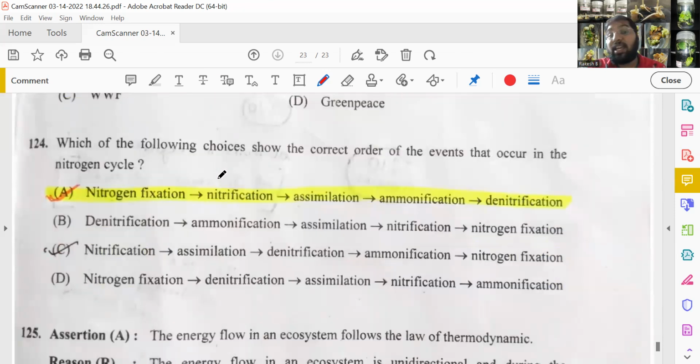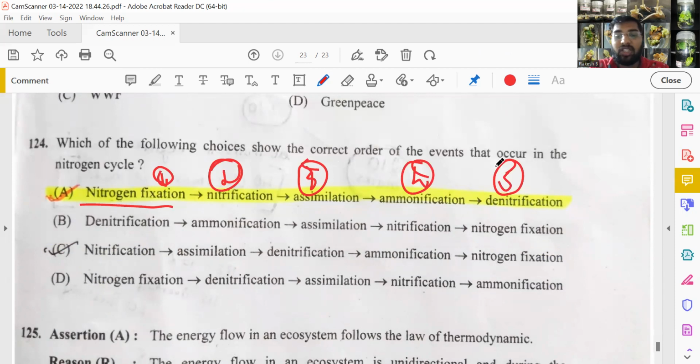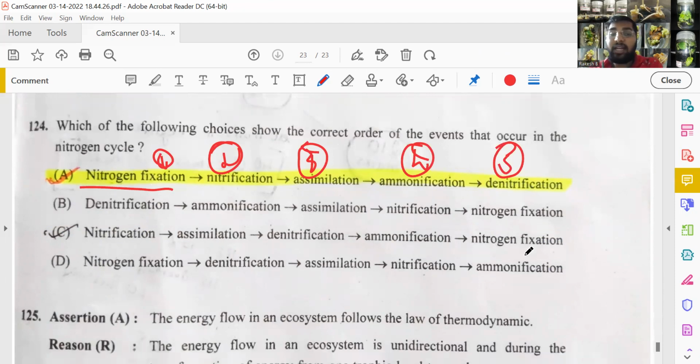Then this is a simple question on the nitrogen cycle. You have to understand the events. If you know the nitrogen cycle, you can easily identify it. Nitrogen fixation will occur first, then nitrification, assimilation, then ammonification and denitrification. These are the events of the nitrogen cycle.